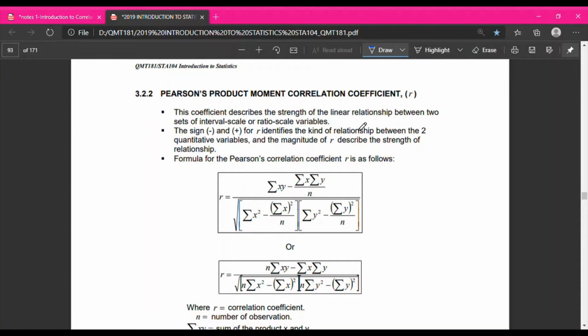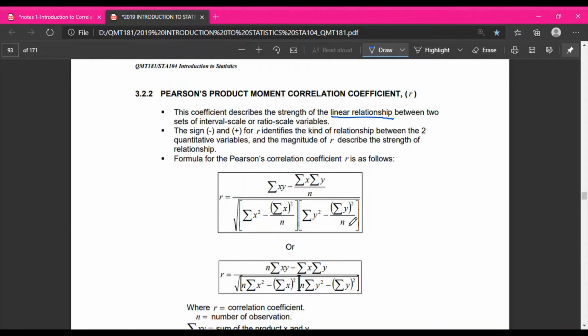Biasanya untuk Pearson correlation coefficient, kita akan check for linear relationship. So, kalau quadratic, kita gunakan the other method. Ini untuk check for the linear relationship. Linear maksudnya it has an increasing or decreasing trend sahaja. So, the sign, negative and positive, for the r value identifies the kind of relationship between the two quantitative variables, and the magnitude describes the strength of the relationship.